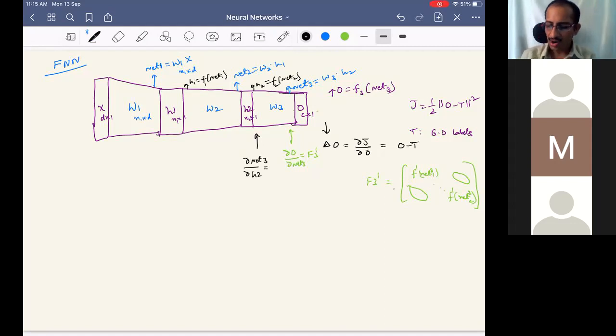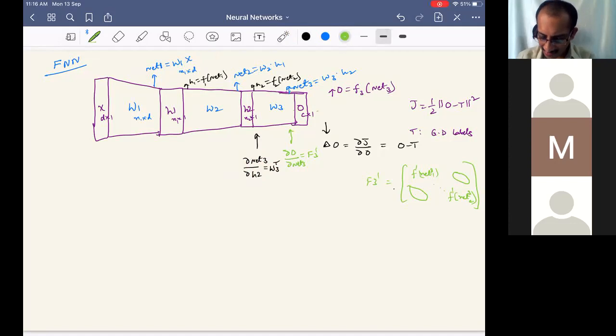And dou net 3 by dou H2 is what? Again, a matrix, is it not? Net 3 is related to H2 by this expression. So dou net 3 by dou H2 is W3 transpose. In the forward pass, no transpose. Please make a note of it. In the reverse pass, in backward pass, back propagation, we have transpose.